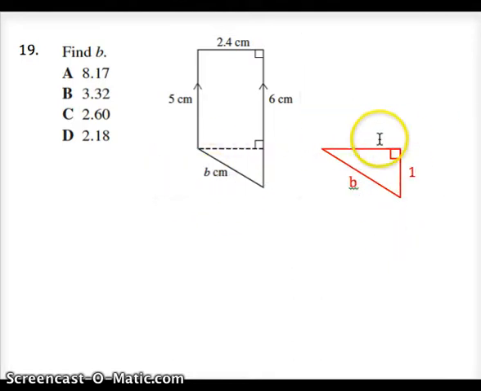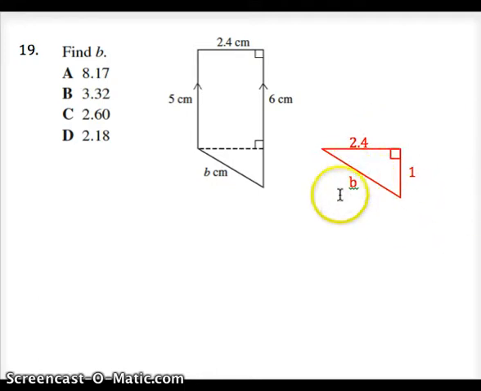To be able to use Pythagoras' theorem, I really need to know this other side here, which is the same as this dotted line there. If it's a rectangle, if that's 2.4 up there, then this dotted line down here is also 2.4. So I'm going to write that on my diagram. So now I seem to have enough information to be able to start my question.